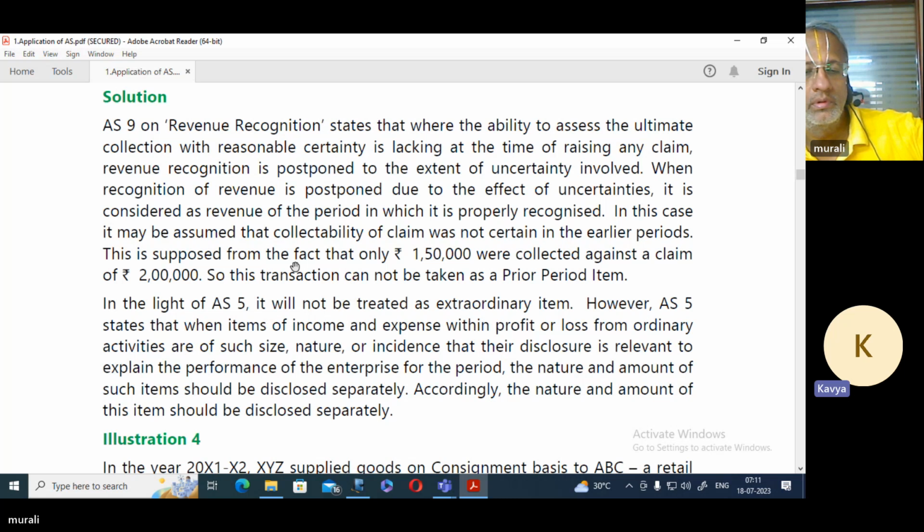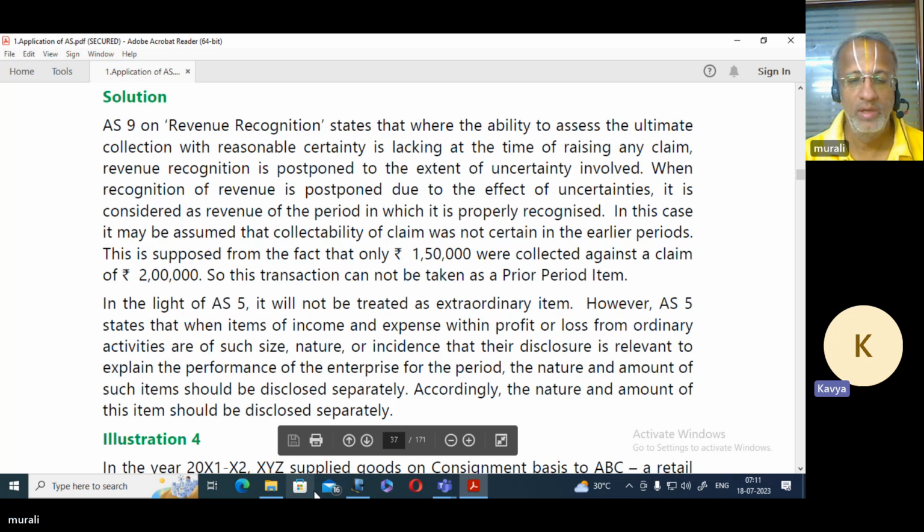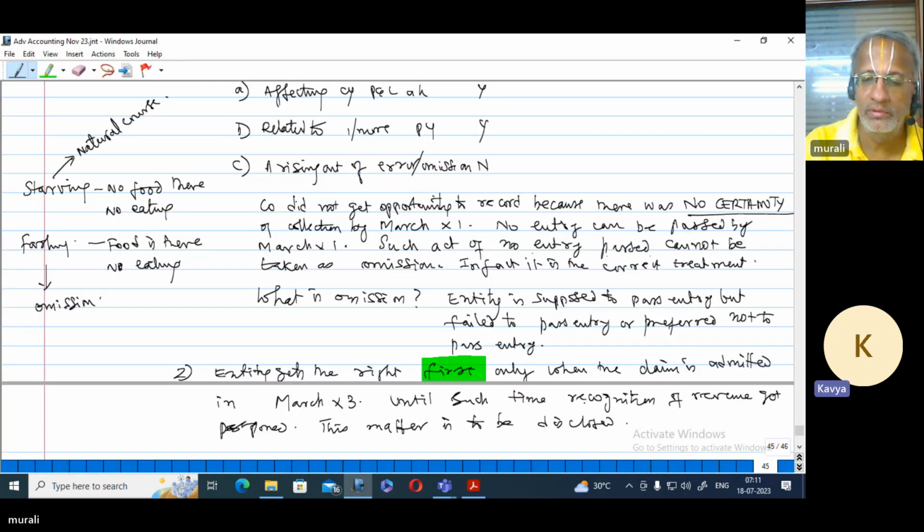However, AS5 states that when items of income and expense within profit or loss from ordinary activities are of such size, nature, or incidence that their disclosure is relevant to explain the performance of the enterprise for the period, the nature and amount of such items should be disclosed separately. Accordingly, the nature and amount of this item should be disclosed separately. Are you clear? Yes, sir. All the points we have covered, this matter has got to be disclosed. And we are talking about it as not a prior period item. Correct? Remember that.